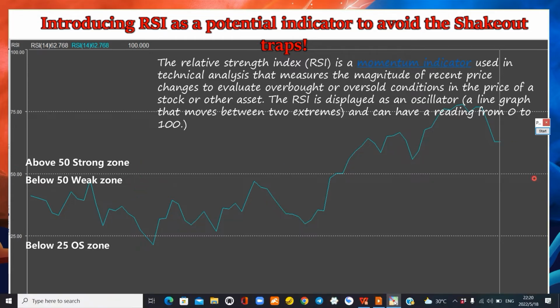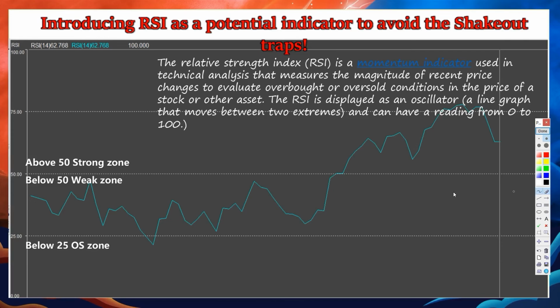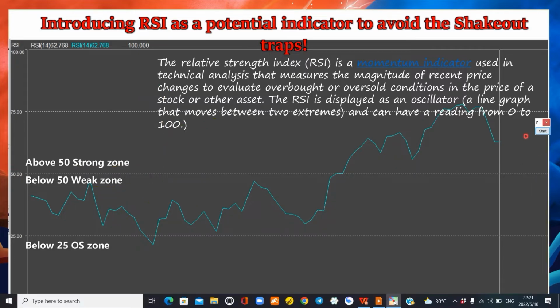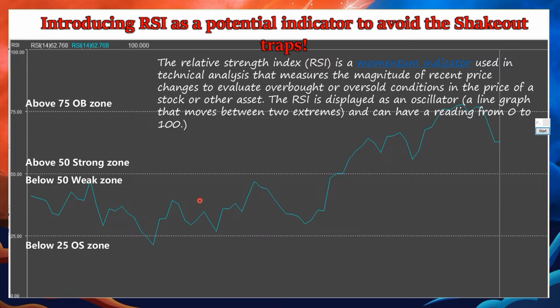Now, for us, we're interested in looking at this area. This area and above is considered the strong zone. It will be better for us. When it's below, try to avoid. We don't want to take opportunity in the weak zone. Try to take opportunity in the strong zone. And we got one more value, which is above 75. This is considered the overbought zone.